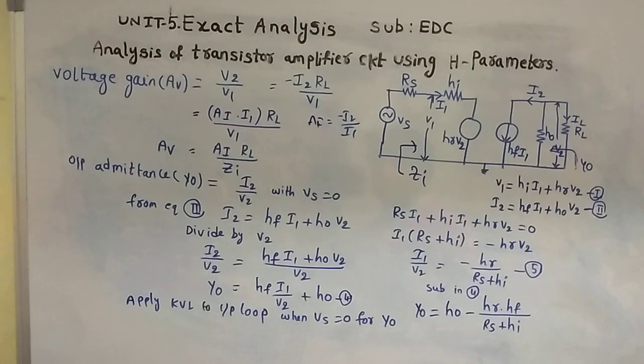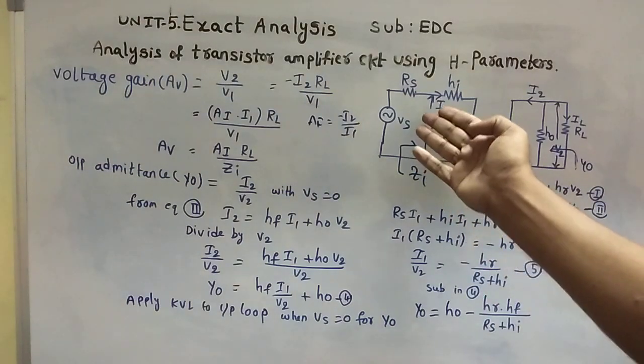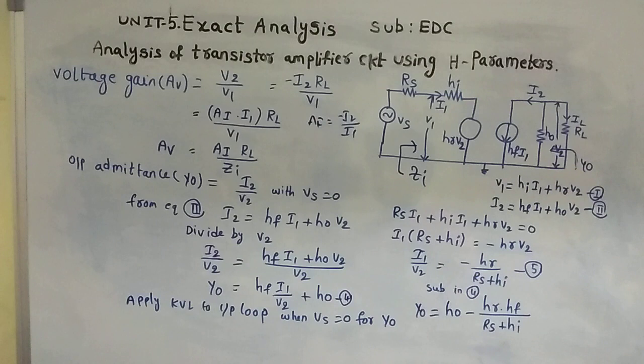Similarly, here we have another two parameters, AVS and AIS. When we take the voltage source resistance Rs also into consideration, then the current gain and voltage gain, nothing but the overall voltage gain is AVS and the overall current gain is AIS. We have to find those two also.